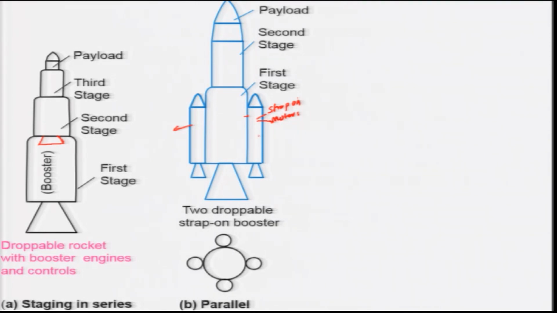Therefore, this parallel staging is very essential, so that the vehicle can be more compact. After the first stages of the booster phase, you do not need a higher thrust, and you can manage with the second stage and third stage.